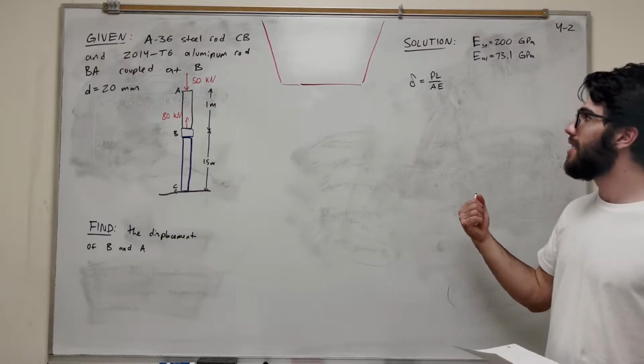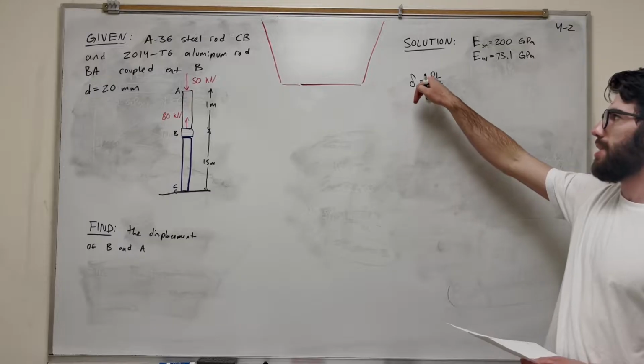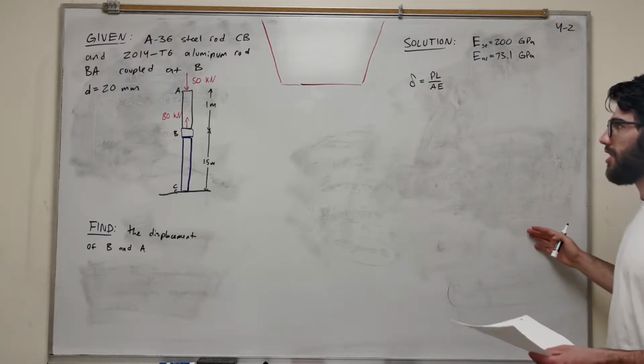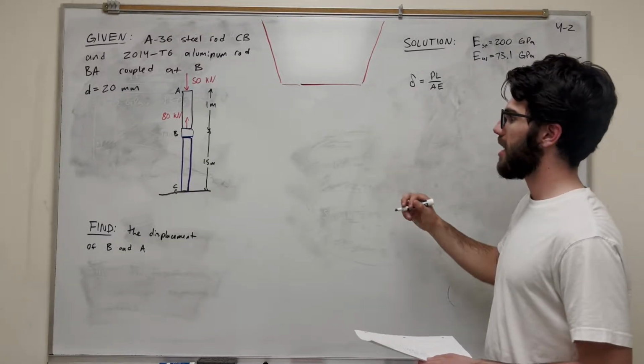They're going to extend. So the equation we're going to use for that is the displacement, or the change in length, is PL over AE. And so let's just get started with this, no more wasting time. So let's draw a free body diagram really quick. I guess I don't really need one.